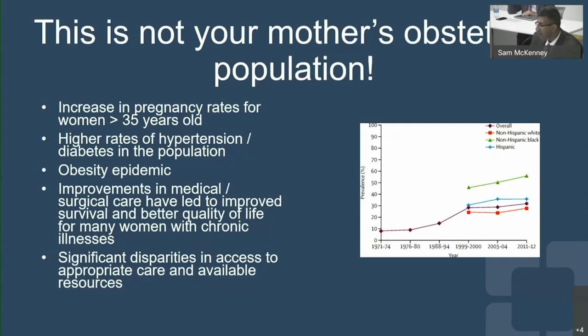One other thing is that, as I'm here at this cardiovascular conference about congenital heart disease, improvements in medical and surgical care have led to improved survival and better quality of life for many women with chronic illnesses. So these were women who, maybe decades ago, weren't able to have the quality of life or weren't surviving to actually consider or get pregnant. And then there are some significant disparities in access to appropriate care and available resources that probably contribute to some of the disparities that I mentioned earlier.